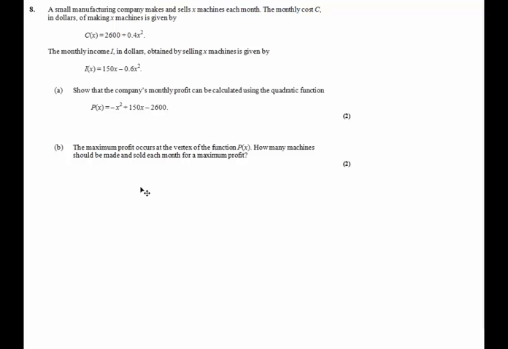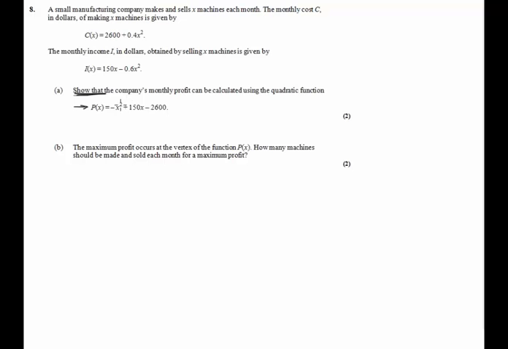Question number 8, again one we went over in class, but go over it here one more time. They're telling you that a company is making machines and the cost is given by this and the income is given by this function, and show the company's profit is equal to this. And again, this term "show that" is something you need to remember. Here's the answer. You need to show us how we get that answer.